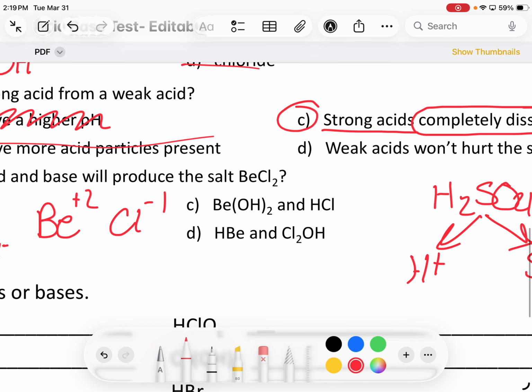Question number C. Beryllium hydroxide, that looks good. And hydrochloric acid, that looks good. By the way, beryllium had a +2 charge, right? So each element's charge becomes the other element's subscript. So C is a major contender, and we can look at D just to make sure.